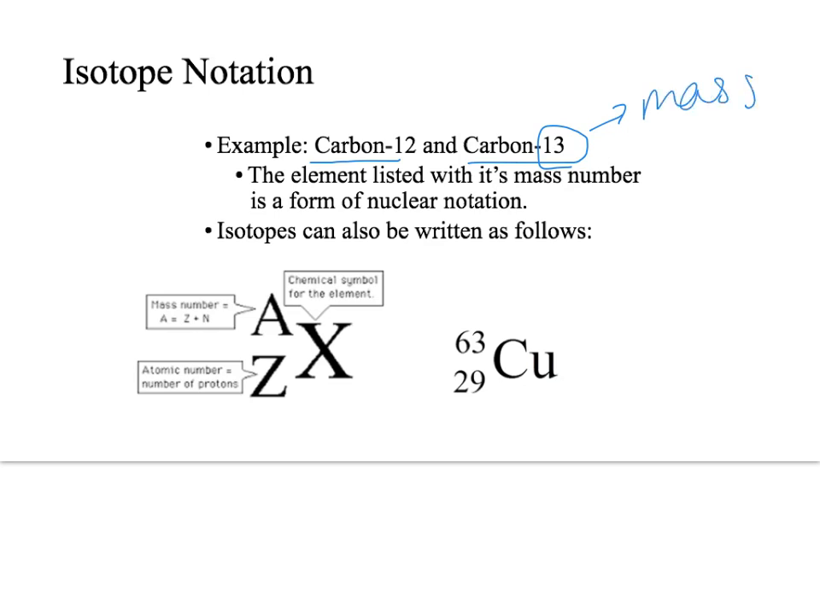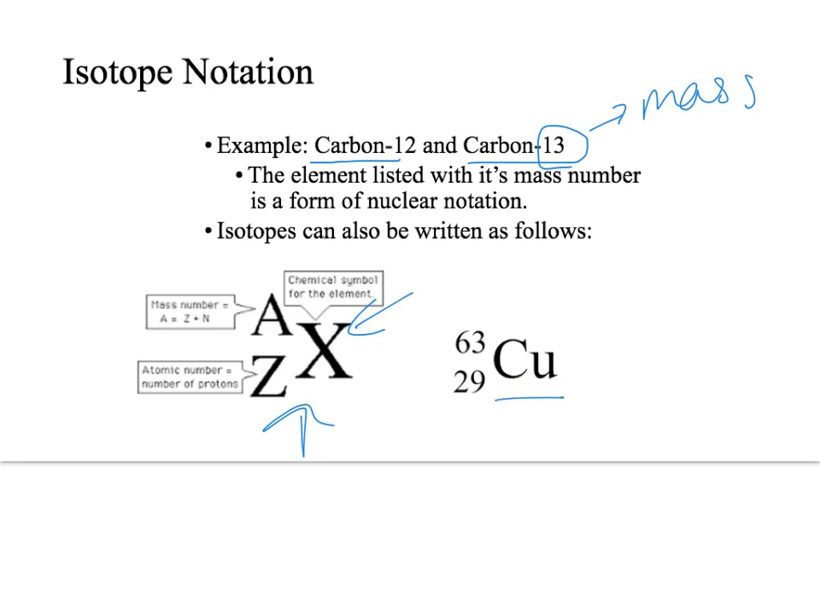We can also write it as more of a formula-looking thing. This is the generic version of that here. The top number is going to be your mass number, protons plus neutrons. And the bottom number here is your number of protons. So Z is your number of protons. Sometimes that number will be omitted because you can list the symbol. And remember, your symbol and your number of protons are both telling you exactly what element you're talking about.